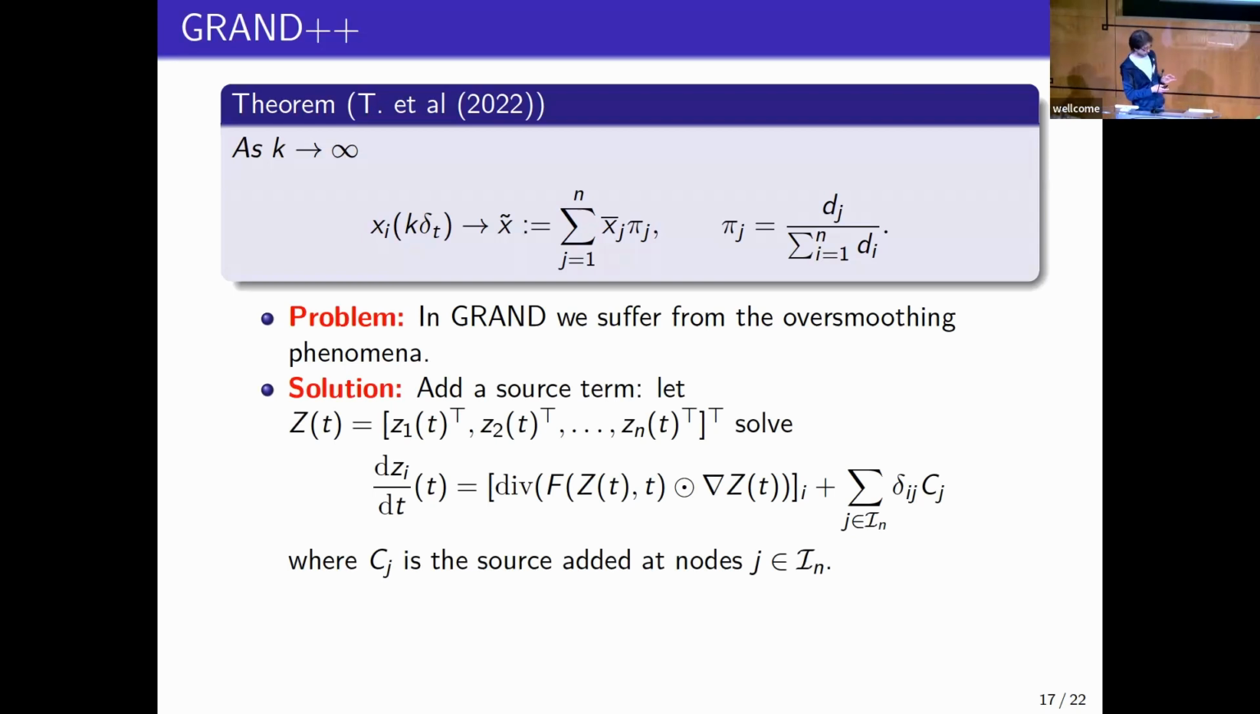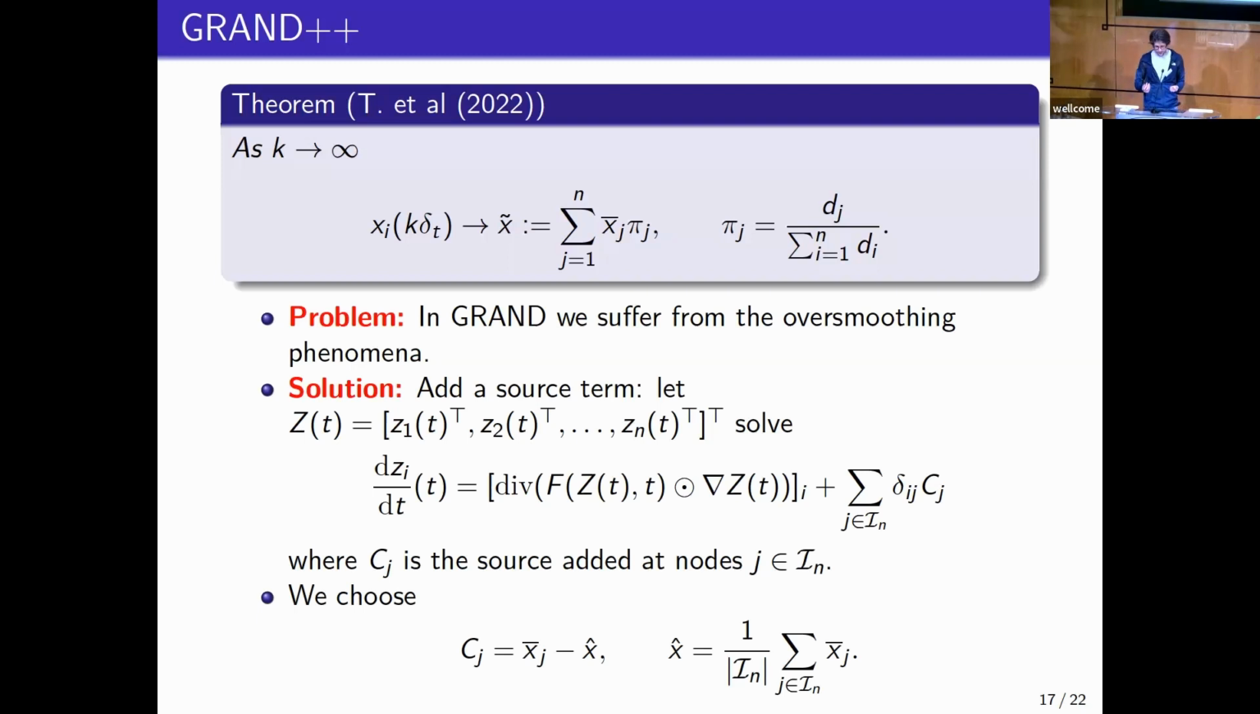The way we proposed to do this was to add a source term. So these z's are going to be a slight modification of the graph neural network proposed in GRAND. The only difference is that we have this sum over j in I_n of delta_ij c_j. So c_j is going to be some source information, and I_n is my subset of nodes where I'm going to inject this information. So I don't have to do it across the whole graph, I just have a few nodes where I'm going to continually put data back in.